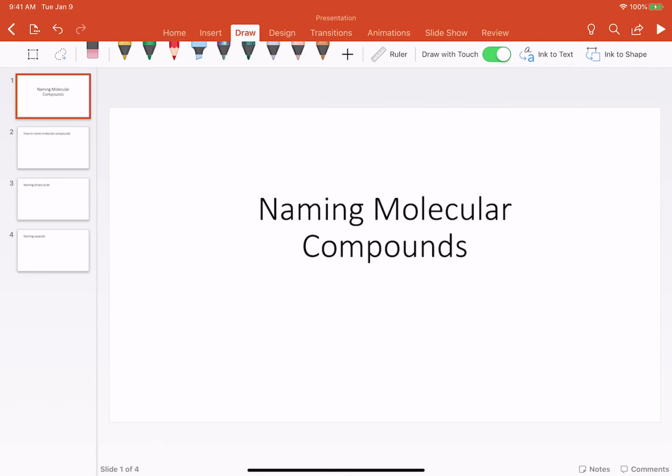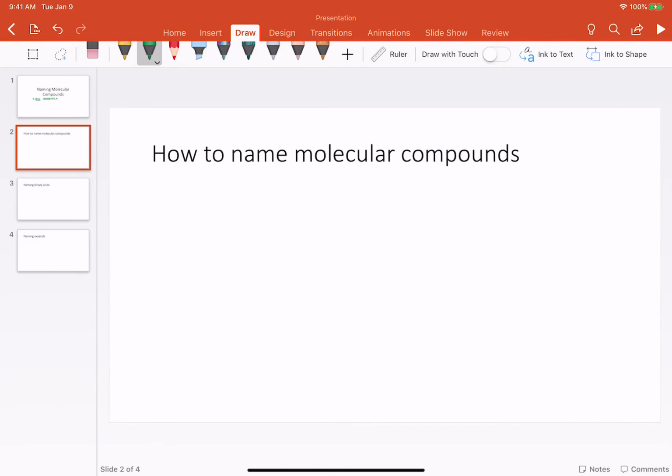So the first thing that I want you to do is ask yourself, whenever you see a compound that you're trying to name, is it a metal and a nonmetal, or is it only nonmetals? And if it's only nonmetals, you're going to use the molecular compounds naming conventions. So remember, only nonmetals. So again, these naming conventions are just a little bit simpler.